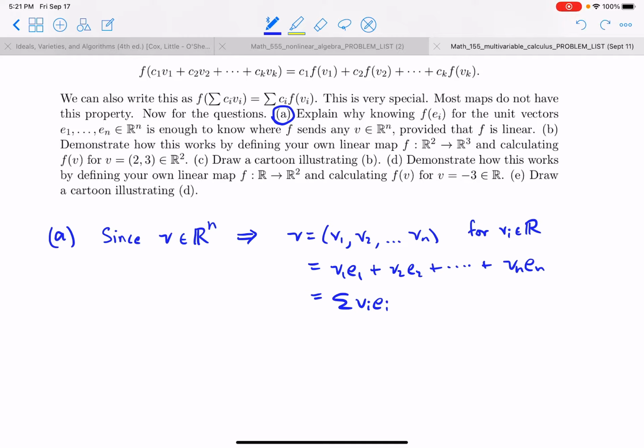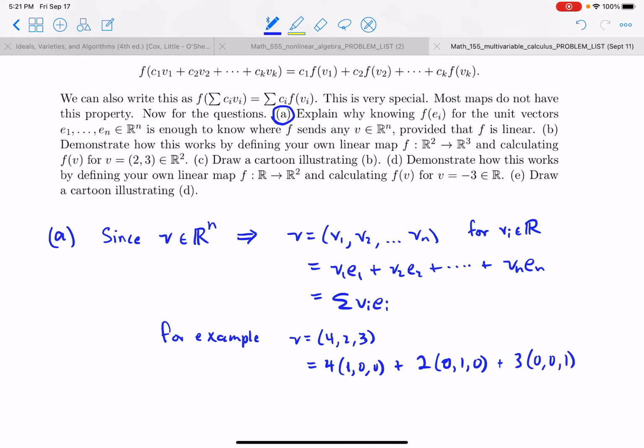Okay. Now, for example, v equals 4, 2, 3 is just 4 times e1 plus 2 times e2, and I guess this is a 3, plus 3 times e3. So that's what this means. This is sort of in parentheses to explain this abstract notation. Explain why knowing f of e sub i is enough to know where f sends v.